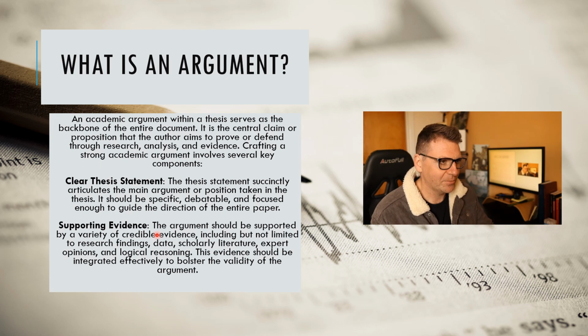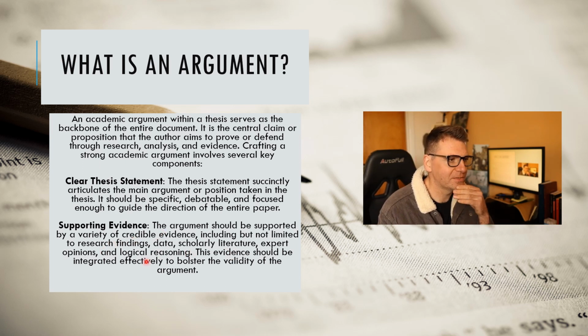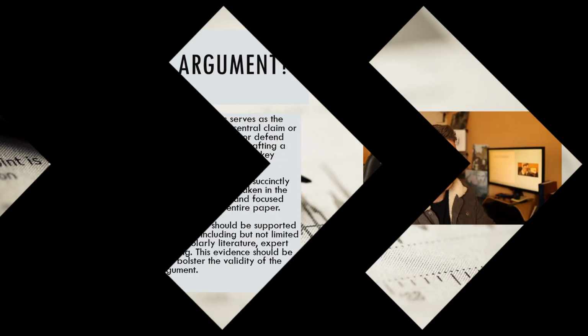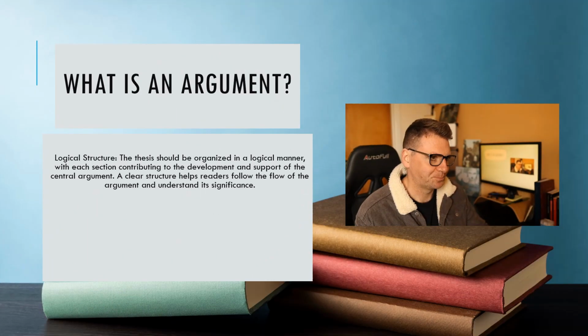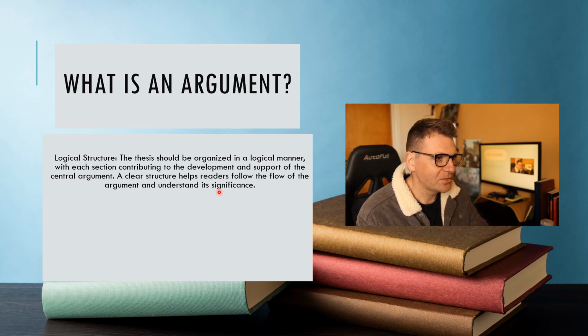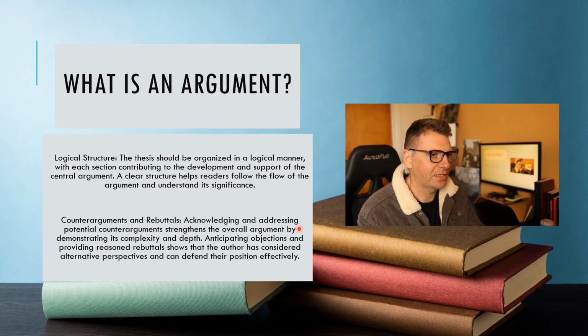Now look, the argument should be supported by a variety of credible evidence, including but not limited to research findings, data, scholarly literature, expert opinions, logical reasoning, and so on, okay? So it's all in service of your argument, okay? Now, go back to the point about logical structure. A thesis should be organized in a logical manner, with each section contributing to the development and support of the central argument. We're talking about signposting here. We're talking about linking sentences, linking arguments together, okay? A clear structure helps readers follow the flow of the argument and understand its significance, okay?